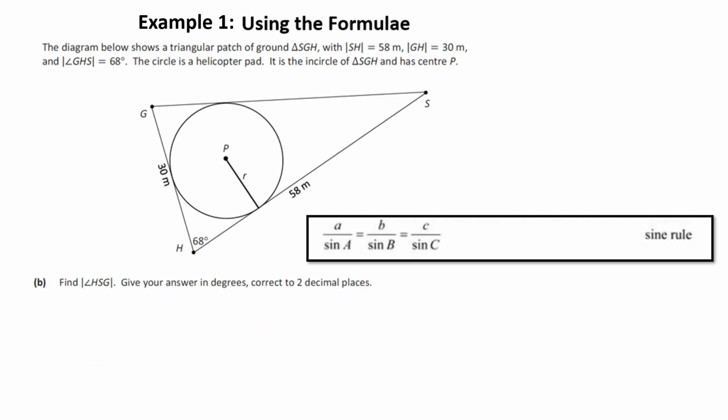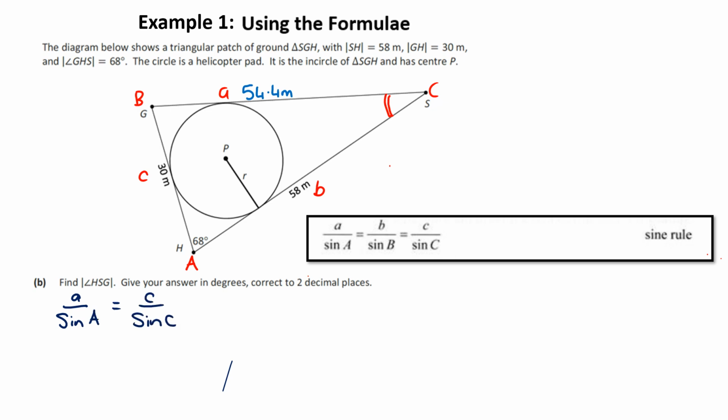Part B, find the angle HSG. We've just worked out that this side here is 54.4 meters. Labeling that again, we said that that was A, this is B and that was C. This time we're going to use the sine rule. We're looking for the angle HSG, so we're looking for angle C. So we have to use A. So we're going to use A over sine of A, and we're going to say that that equals C over sine of C.